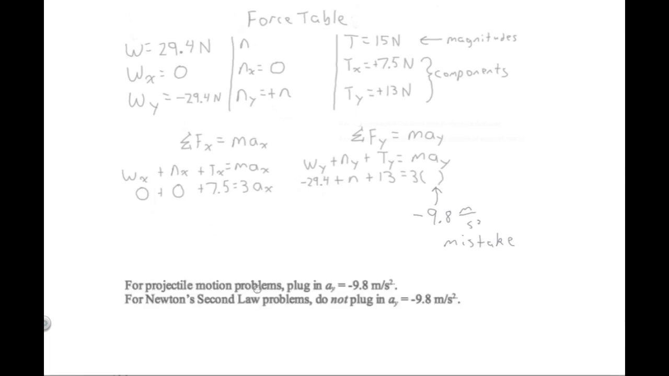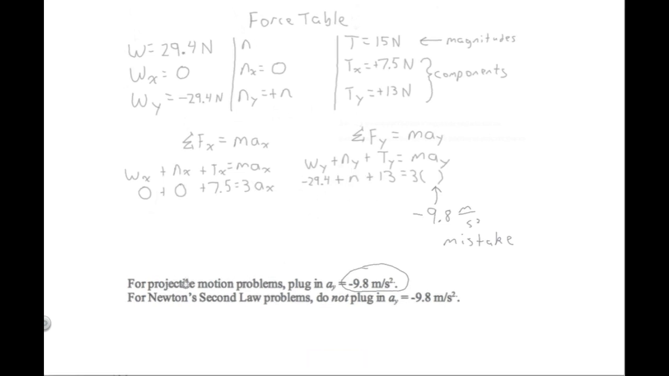For projectile motion problems, we do plug in negative 9.8 meters per second squared for a sub y. But for general Newton's second law problems, we generally do not plug in negative 9.8 meters per second squared for a sub y. And I hope you can see why. Negative 9.8 meters per second squared is the acceleration when the only force on an object is the force of the Earth's gravity. That is, negative 9.8 meters per second squared is the acceleration when the only force on the object is the force of the object's weight. And that's the case for projectile motion problems.